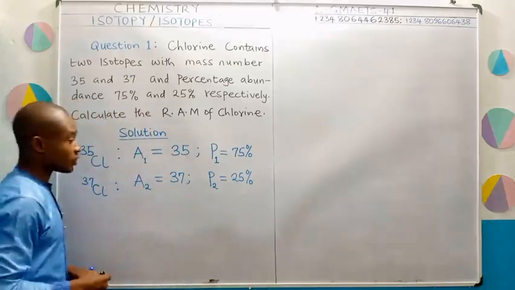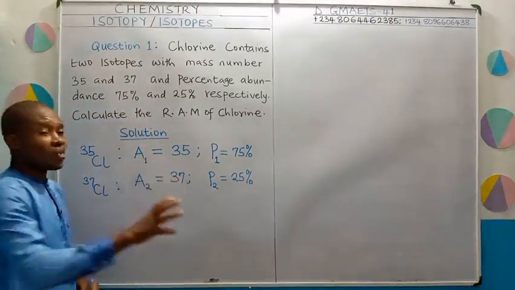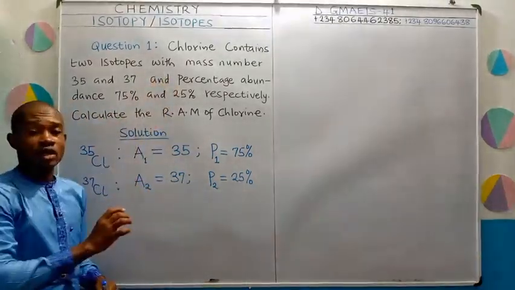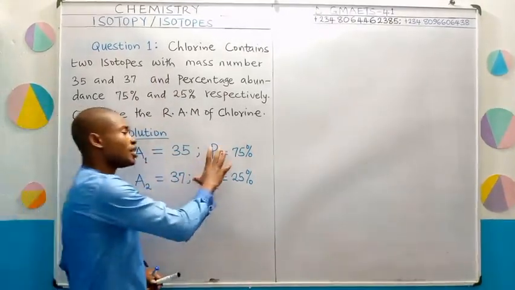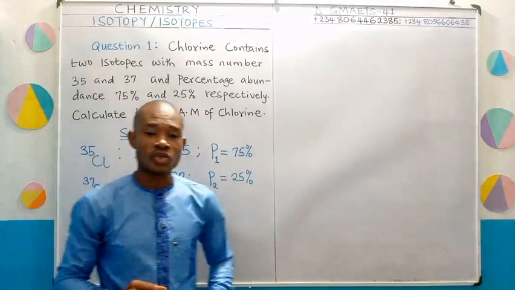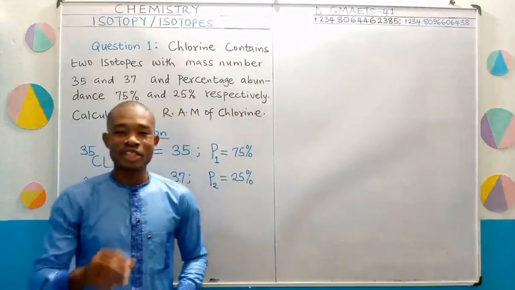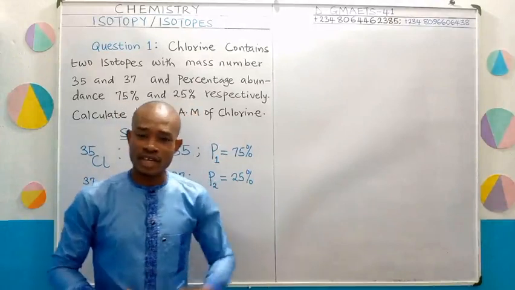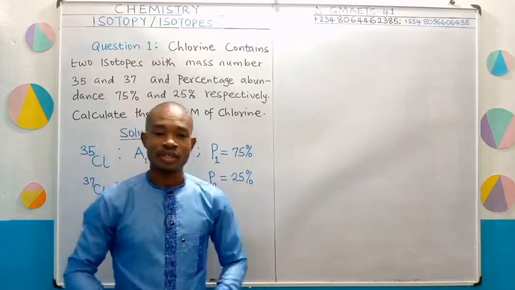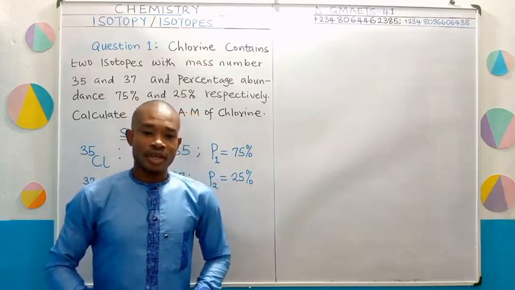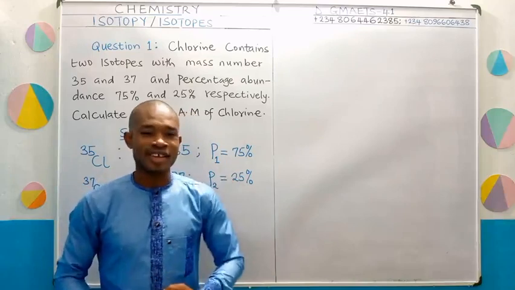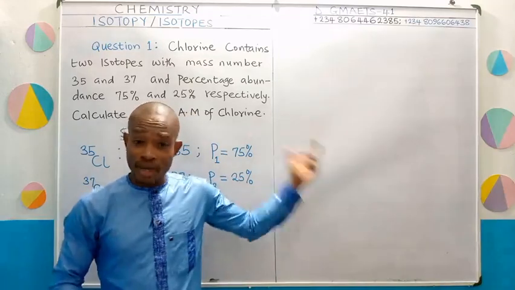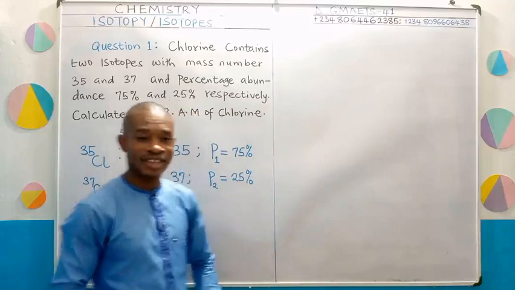Now, this question given to us, if you look at the information from the question, we know the mass numbers of the isotopes, we know their percentage abundance. So, which formula will you use in solving it? Is it equation 1 or equation 2? Of course, it's going to be that equation that has percentage abundance, Pi. And that is equation 1 based on what I gave to you previously.